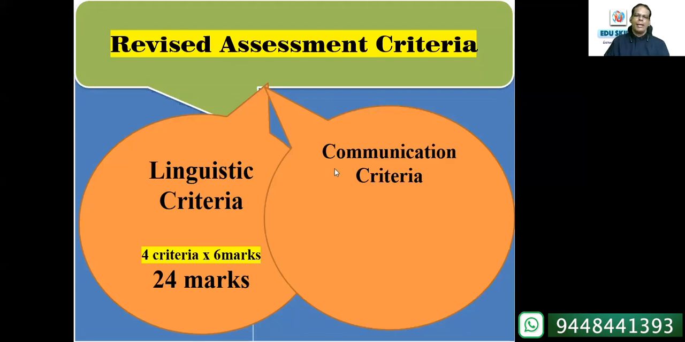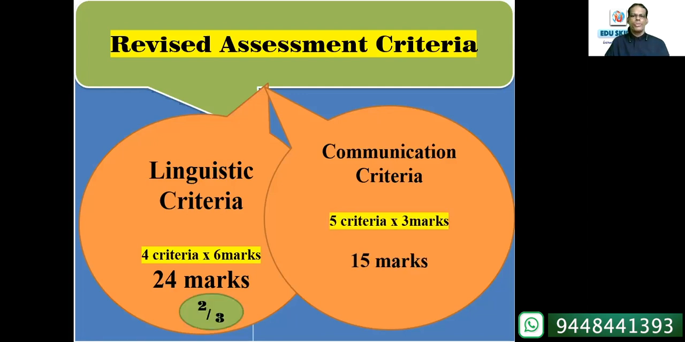See, in the linguistic criteria, there are 4 criteria. Each criterion will be marked 0 to 6, so per criterion, 6 marks is the maximum. Total will be 24 marks. And in the communication criteria, you have 5 criteria, 5 segments to approach, and 3 marks each. So total will be 15 marks. Now you know the weightage of each segment. Almost, linguistic criteria will take 2/3 of your marks, and communication criteria will take 1/3 of your marks.